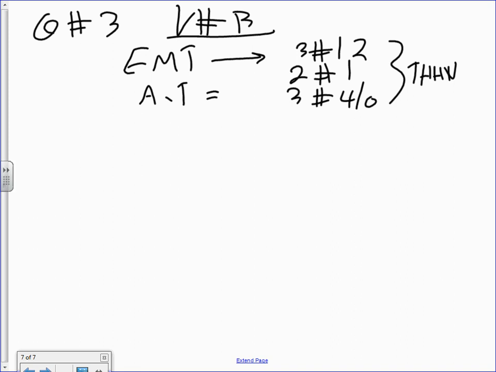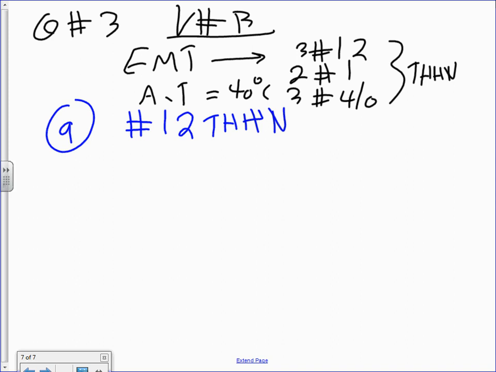I can't get worse than that, 40 degrees Celsius. So find the following: the maximum current carrying capacity for number 12. For A, I'm asking you, under these circumstances, how much current can number 12 THHN carry?